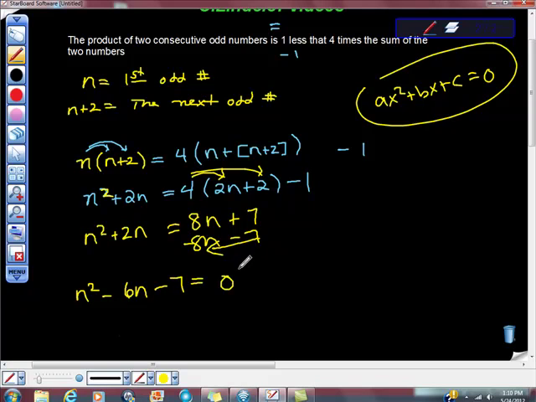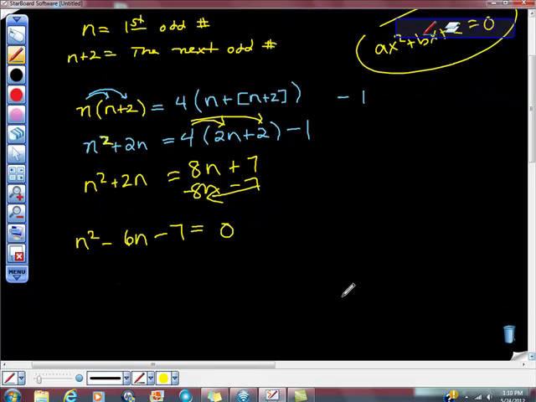Is that good? And then we can start factoring, right? This is going to be n, and this is going to be n. What's true about these two terms here? This is going to be a what, and this is going to be a what? Negative, negative? Positive, negative?